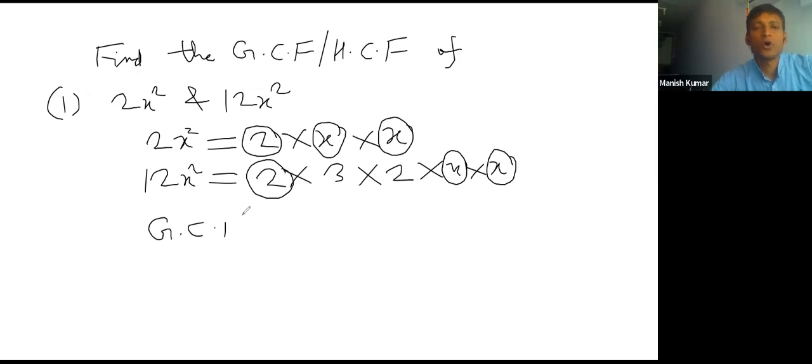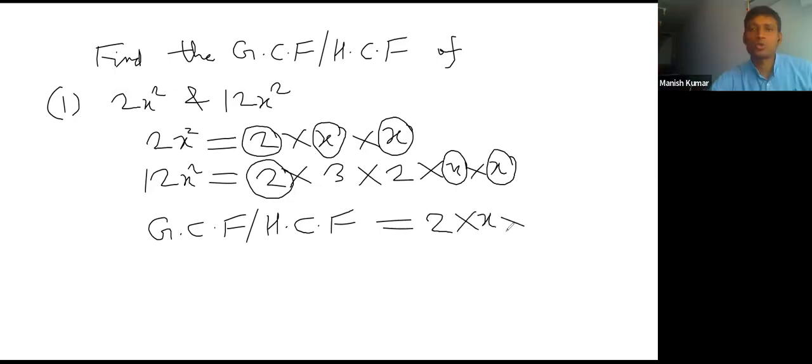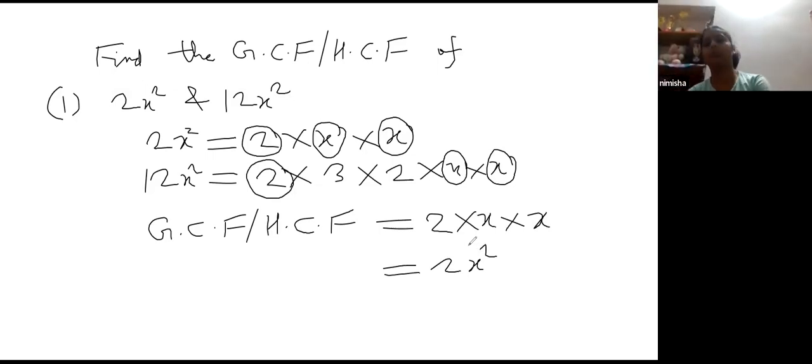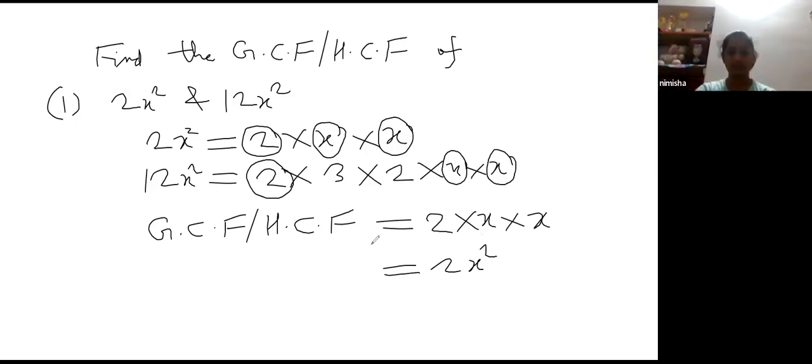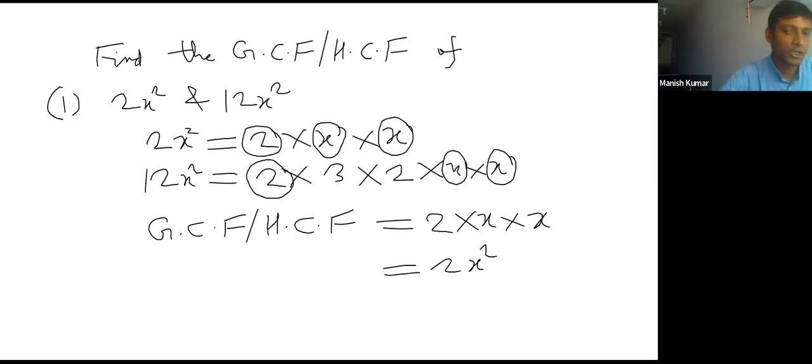So the GCF, or also called as HCF, is equal to what? 6. 6, that's all. What we found in common? 2 into x, 2x equal to 2x square. How 6, what we told? And how you got that? I thought that the remaining will be multiplied. Now understood? Yes, sir. Okay. Keep taking screenshot. Can I clear this? Yes, sir. Okay, next.